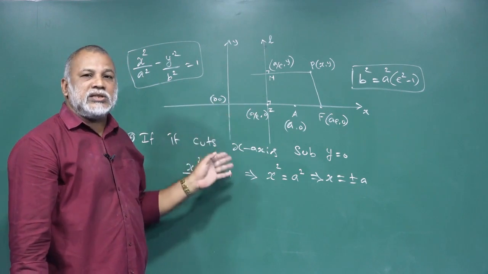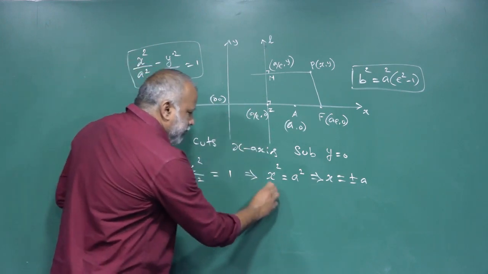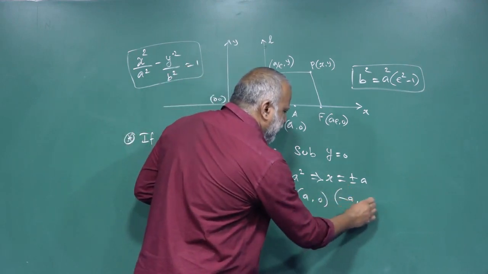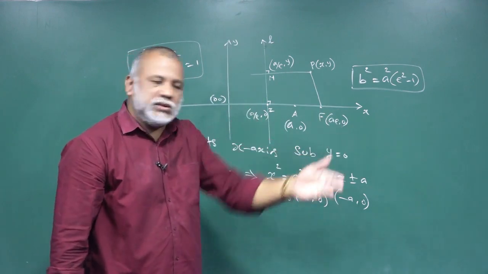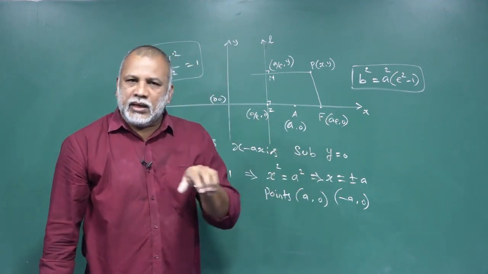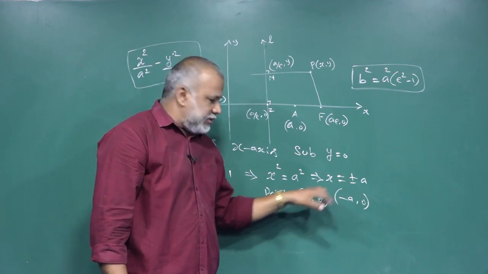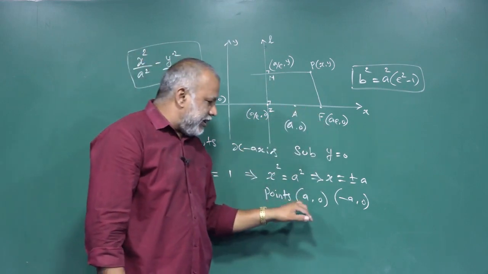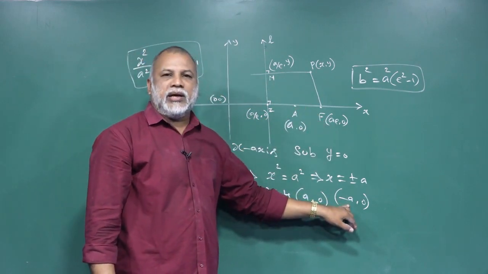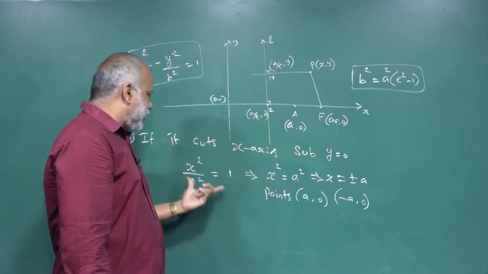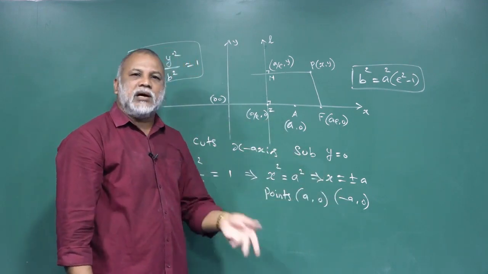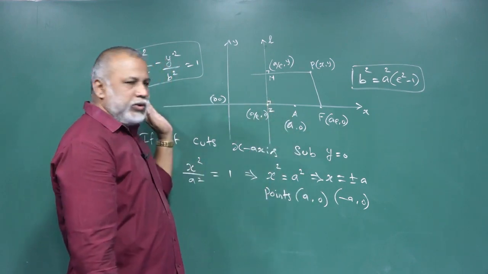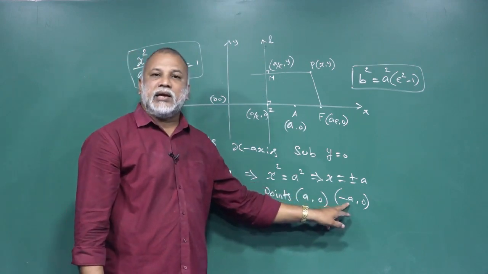Therefore, the point of intersection with the x-axis is a comma 0 and minus a comma 0. Compare with the ellipse. There also the ellipse cuts the x-axis at two places, one is a comma 0, another is minus a comma 0. Here also the hyperbola cuts the x-axis at two places, a comma 0 and minus a comma 0. Just by substituting y equal to 0, we get x equal to plus or minus a. From this we conclude a comma 0 on one side, and on the other side in the diagram we see minus a comma 0.